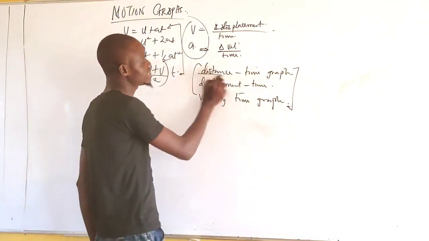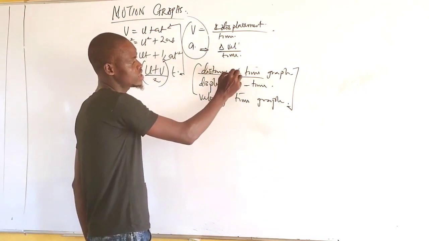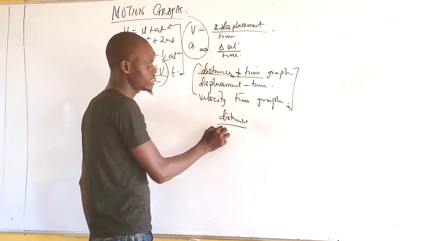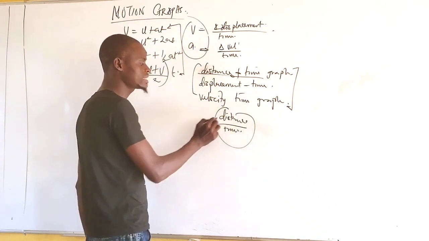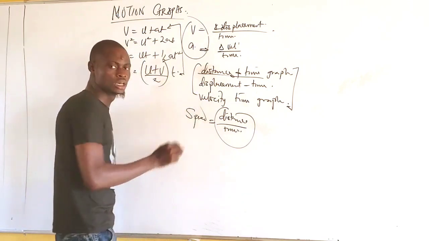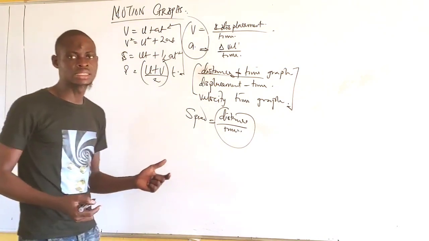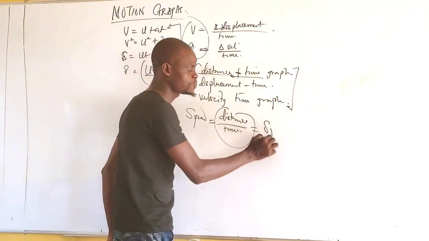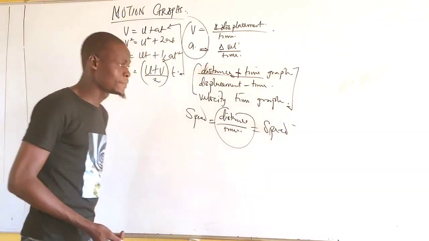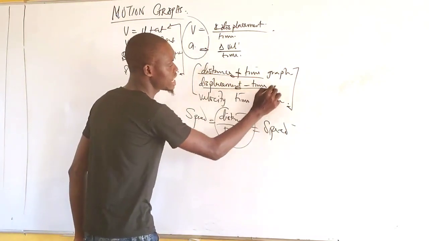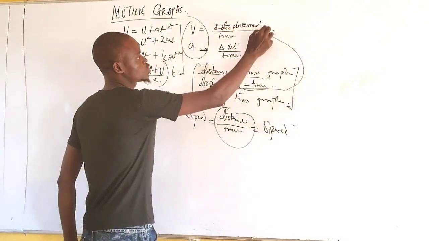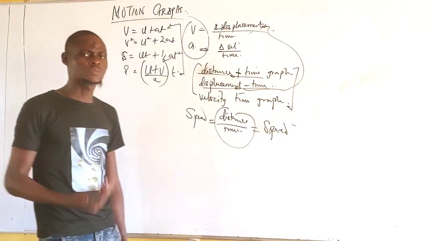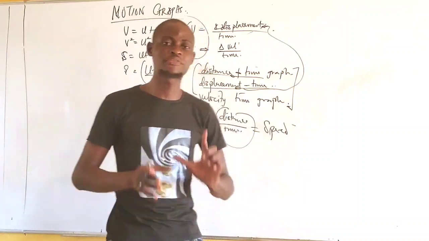When we talk about a distance time graph, this is a graph showcasing distance divided by time. Distance divided by time gives rise to speed. It simply tells us that a distance time graph can only be used to analyze the speed of a body. Now, we have a displacement time graph. Taking a look back at the equation, displacement over time indicates velocity. A displacement time graph can be used to analyze the velocity of a body.